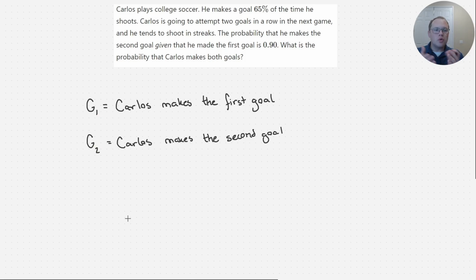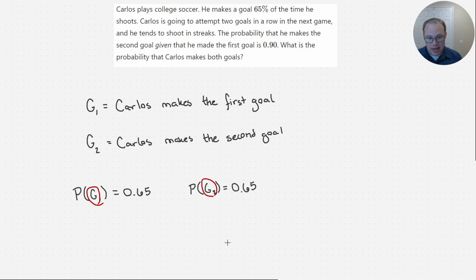Okay? So let's interpret what the problem's telling us. He makes a goal 65% of the time. So that's all we know about the probability that he is going to make a goal when he shoots. So based on that, the probability that Carlos makes the first goal is 65%, or 0.65 as a decimal. And the probability that Carlos makes his second goal is also 0.65. That's all the information we know. Generally, he makes goals 65% of the time, and both these are probabilities that he makes a goal.